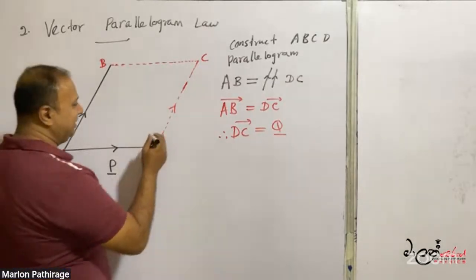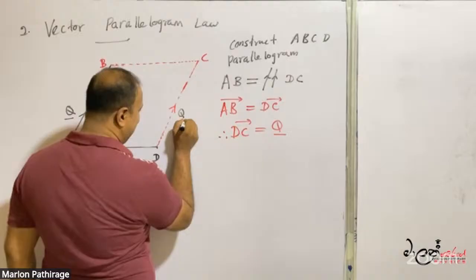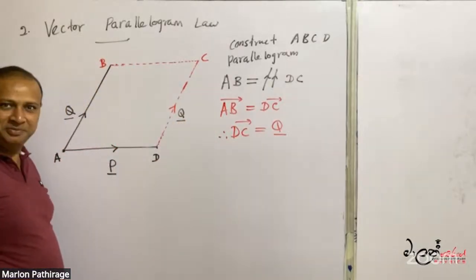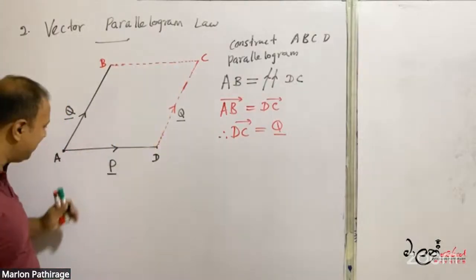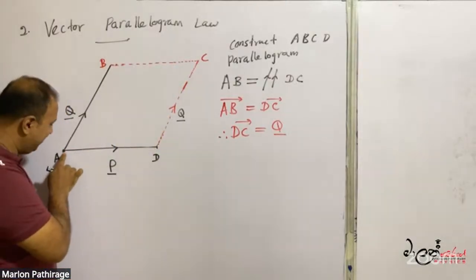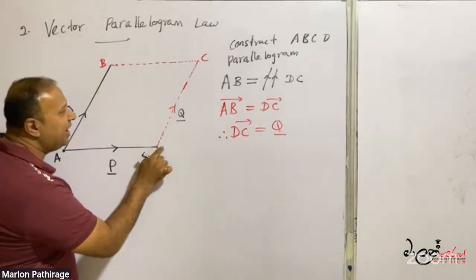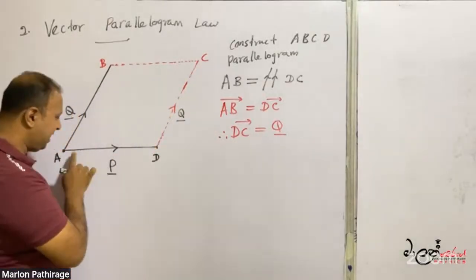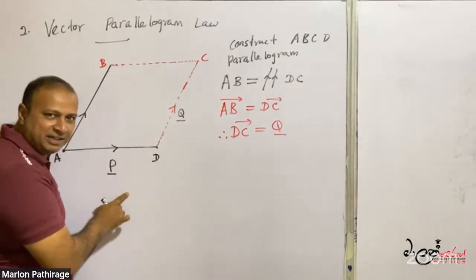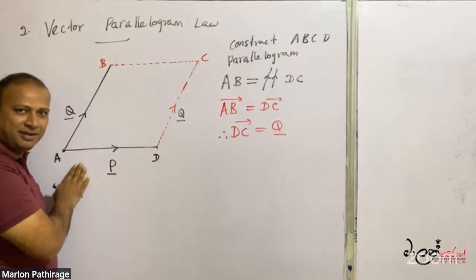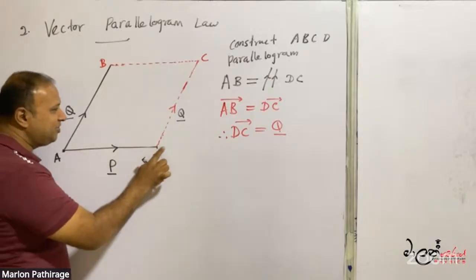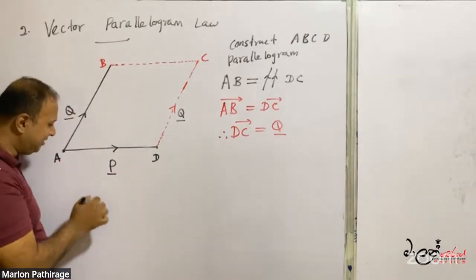So this one is Q vector. Now look into this figure. Now it is very clear. If we consider AD and DC vectors, they are represented in magnitude and direction by these two sides.